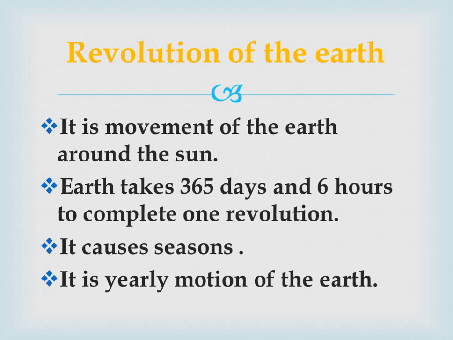It is the yearly motion of the earth. As on earth, the year is of 365 days, so we can say it is the yearly motion of the earth. If there is a differentiation between revolution and rotation, all these points you can write in the difference of rotation and revolution of the earth.